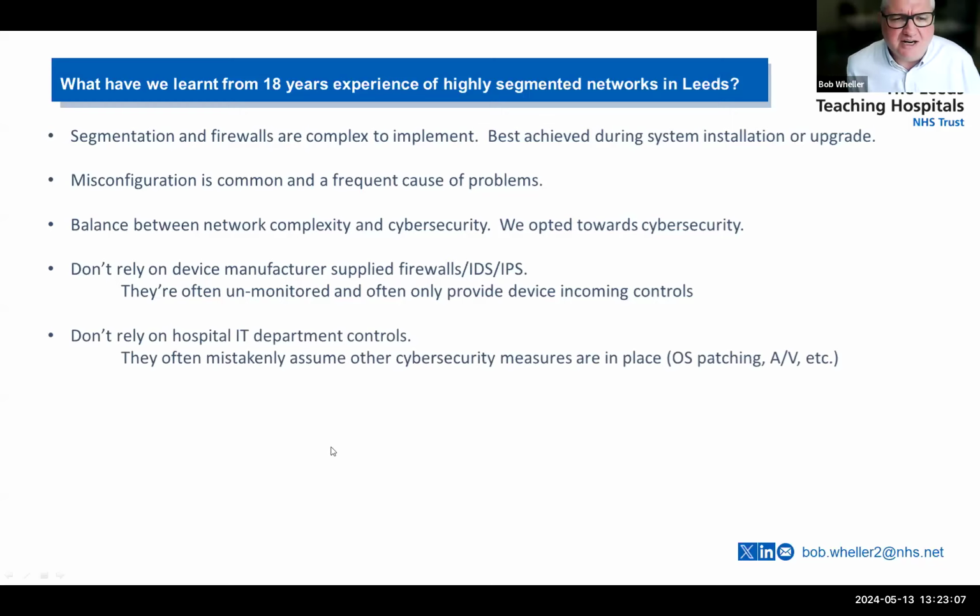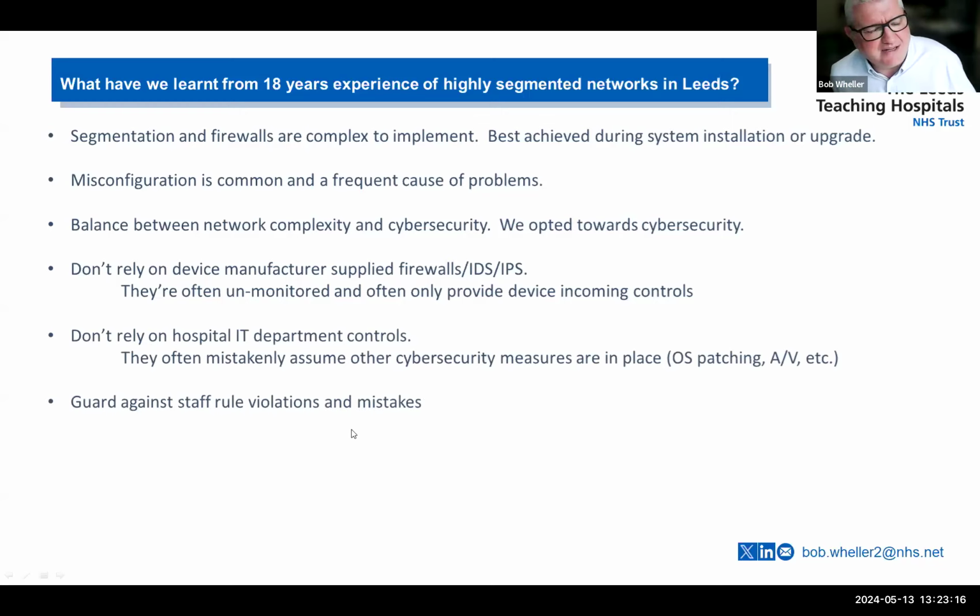And we mentioned don't rely on the IT department, because the IT department will assume that it's running antivirus and it's fully patched and up to date. And we often get ourselves into difficult conversations because not everybody understands the requirements of the medical devices.